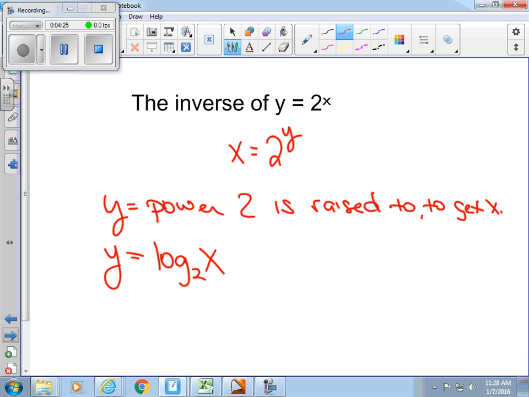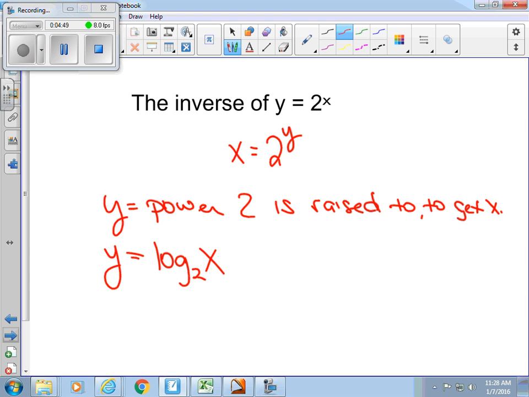So log simply means the power that 2 is raised to get x. Y is the power that 2 is raised to get x. So x equals 2 to the y is not scary at all. Y equals log base 2 of x is scary, right? It's got lots of letters and math that freaks people out.